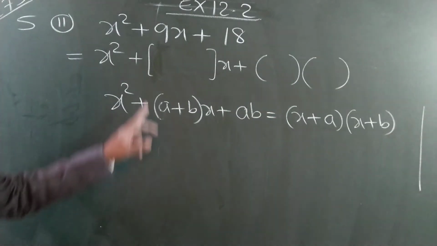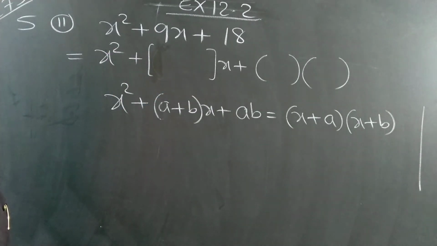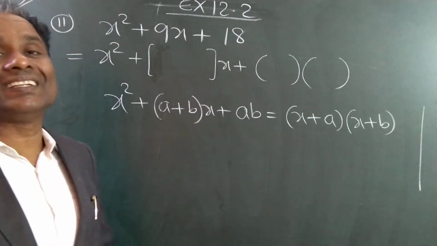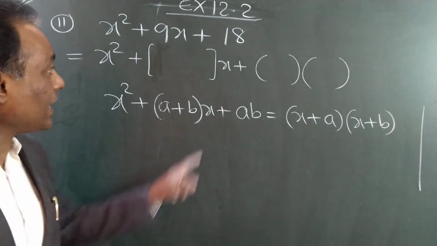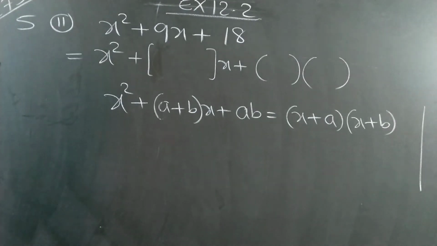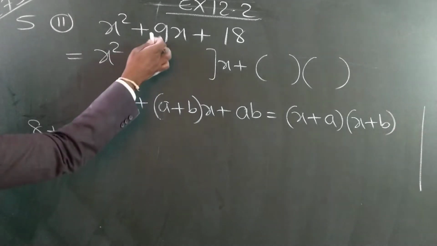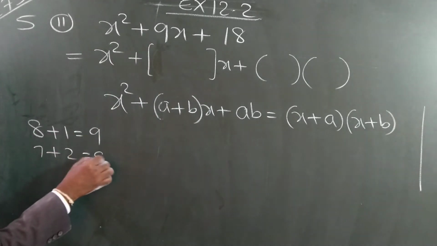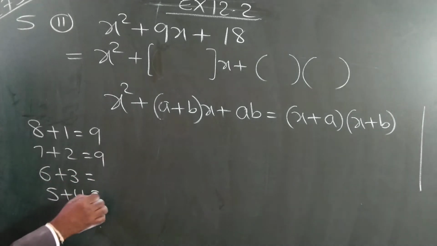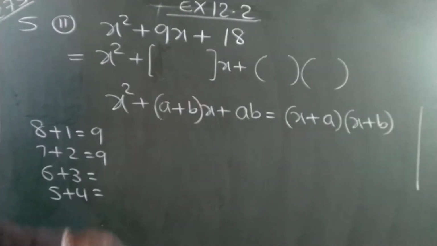Very, very important. Write 9 as the sum of two terms. If you add those two, we have to get 9. But if you multiply, we have to get 18. See here. 8 plus 1 is 9. 7 plus 2 is also 9. 6 plus 3 is 9. 5 plus 4 is 9. These are the options. And if there is a minus symbol, we have to try with minus numbers also.